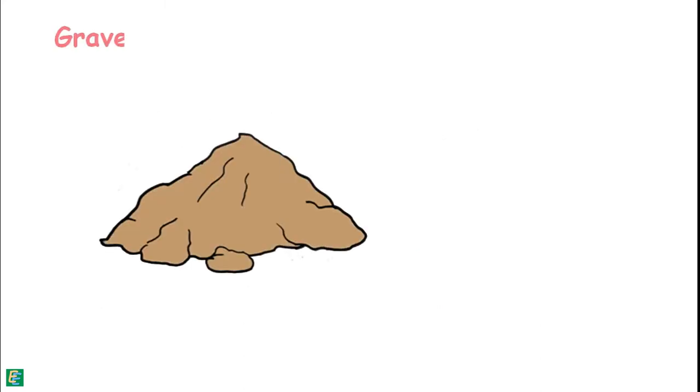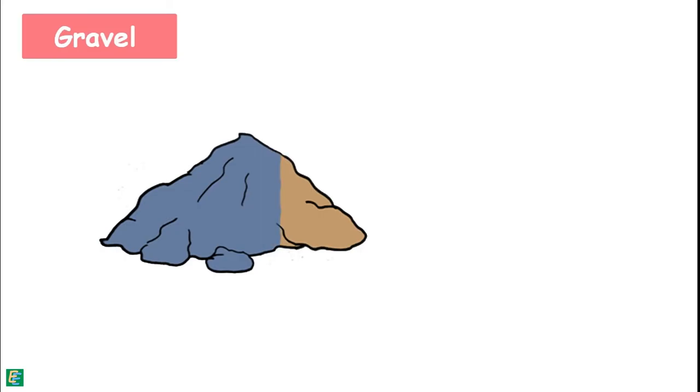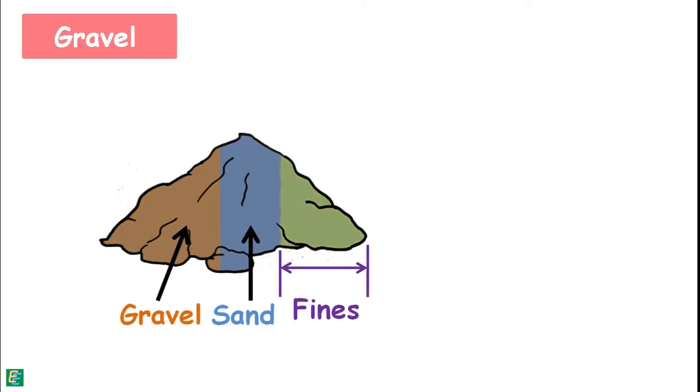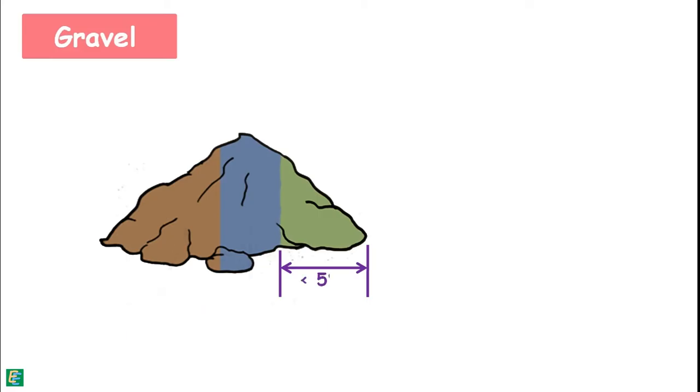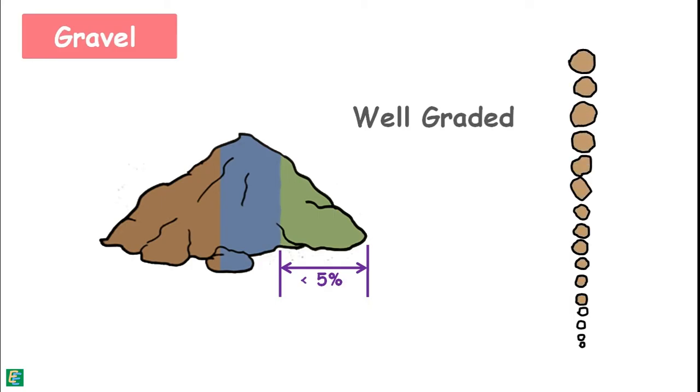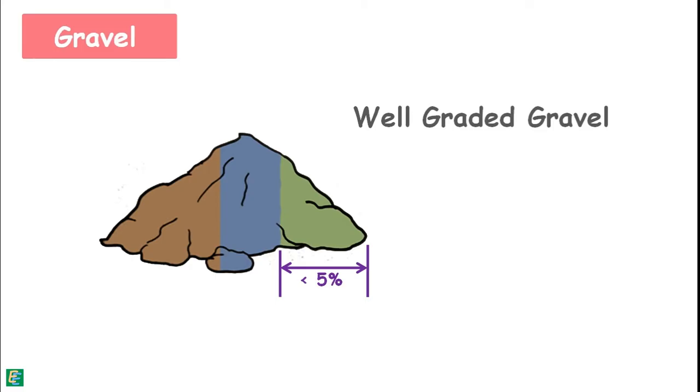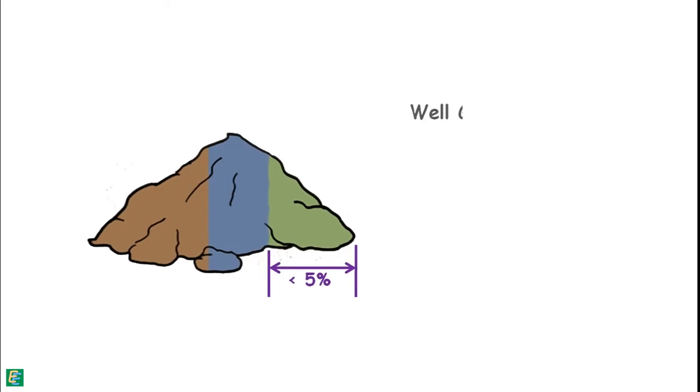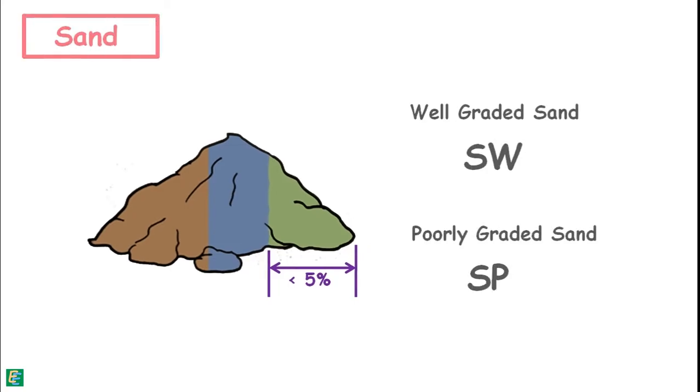A soil labeled as gravel has more than 50% of coarse grain particles, which may also contain some percentage of sand particles and some fines. If the percentage of these fines in this gravelly soil is less than 5%, and if the soil is well graded, that is, soil contains all kinds of soil particles, then it is classified as well graded gravel and it is represented by symbol GW. If the soil is poorly graded, then it is poorly graded gravel with the symbol GP. Similarly, SW and SP go for the sand.